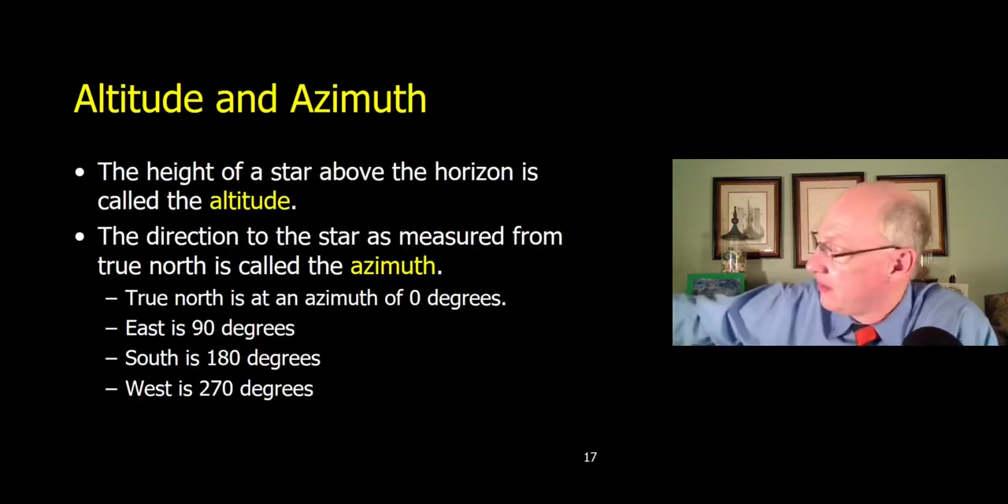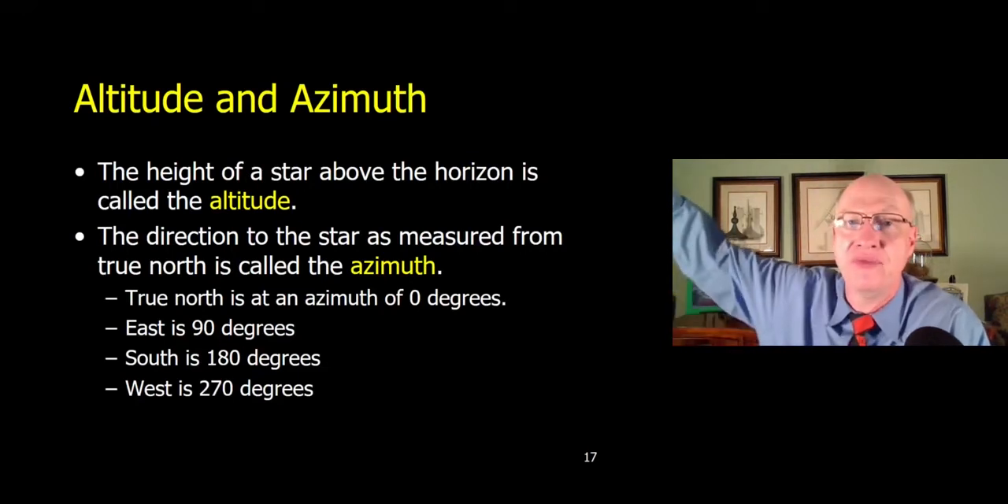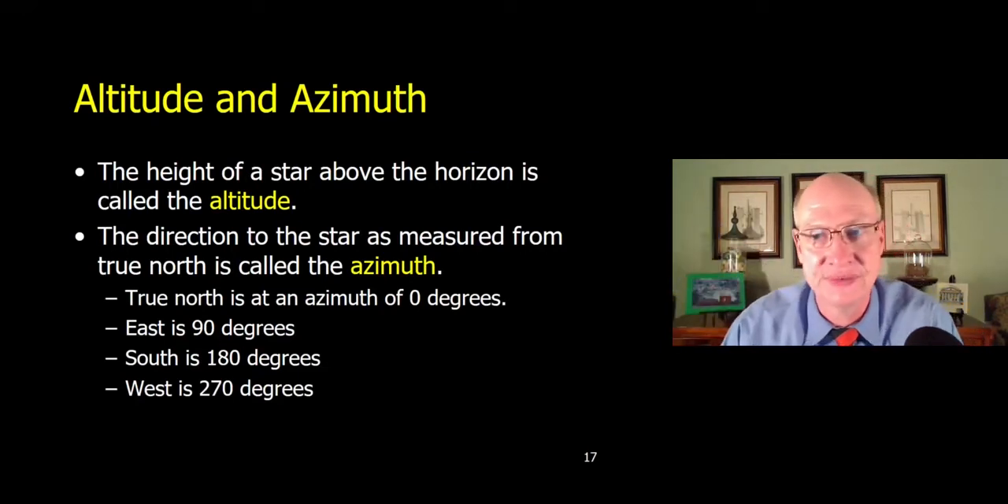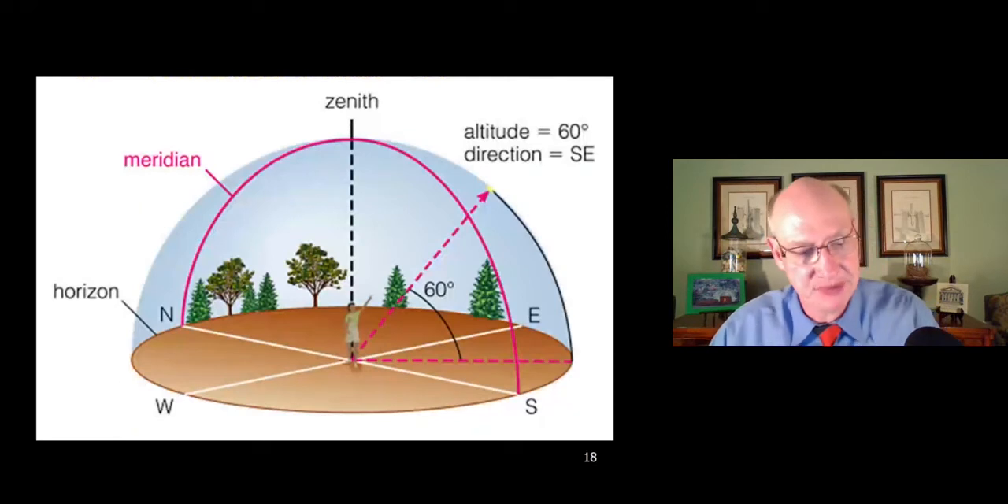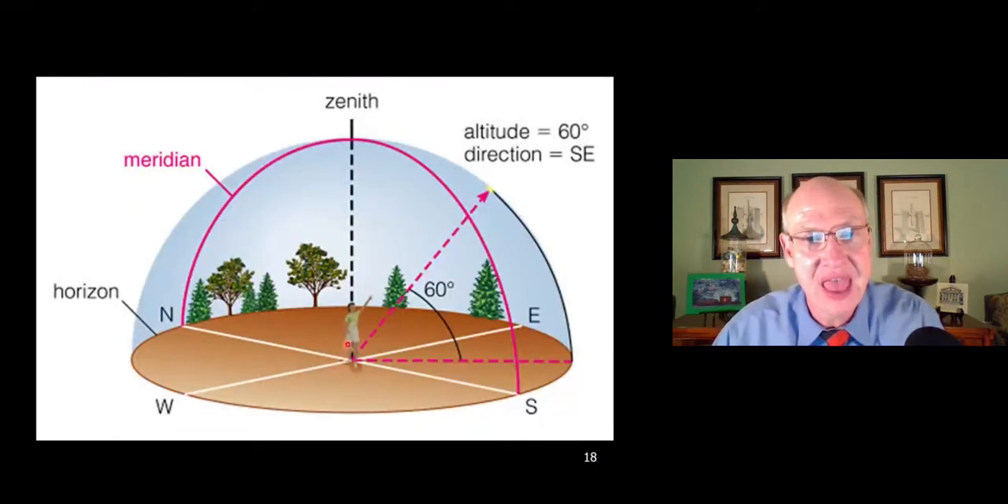We start on the horizon and we go upward from the horizon to measure the altitude of an object. So, for example, here's a woman standing on the surface of the earth. There's the zenith, the point straight overhead. Here is her horizon surrounding her right there. And we've got the sun up there in the sky. And the question is, what is the altitude of the sun?